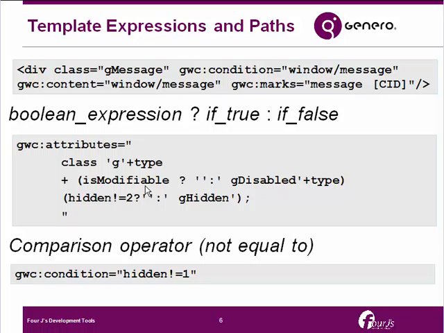The first checks the value of isModifiable, a common field in template paths across all widgets. If this is set to true, then nothing is set, indicated by the empty quotes. Otherwise, it adds a space plus the gDisabled appended with the type of the class. The second Boolean expression checks to see if the hidden attribute is not set to 0. If it's not set to 0, then it adds gHidden to the class. In the next fragment, also taken from the edit snippet, a simple comparison operator is used to check to see whether the hidden attribute is not equal to 1.